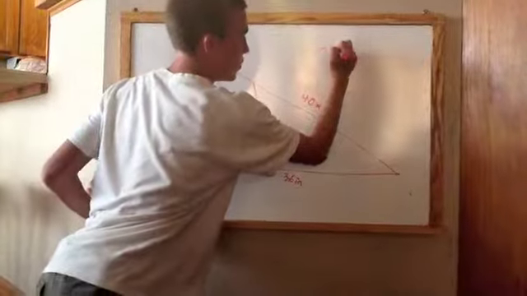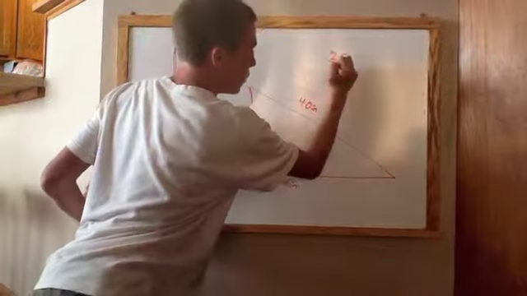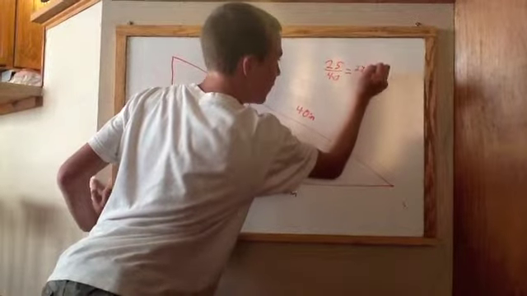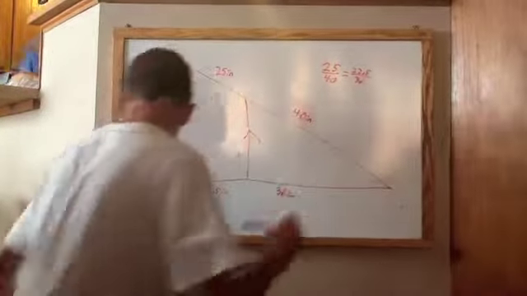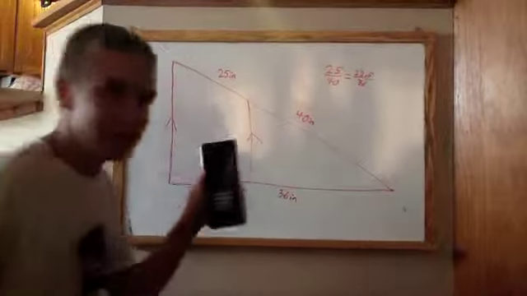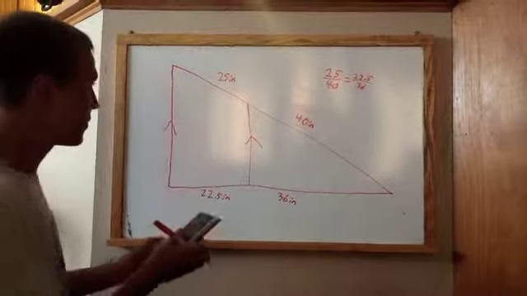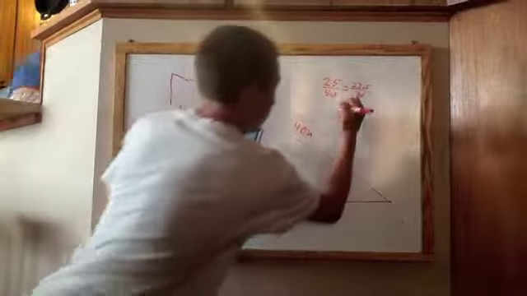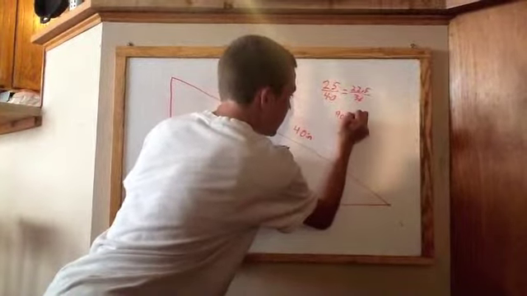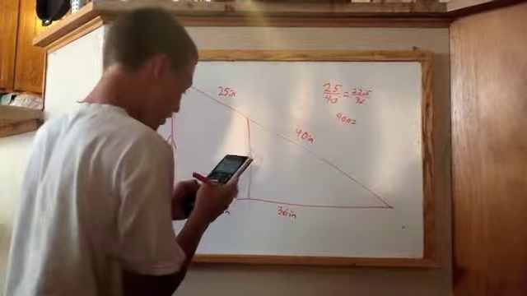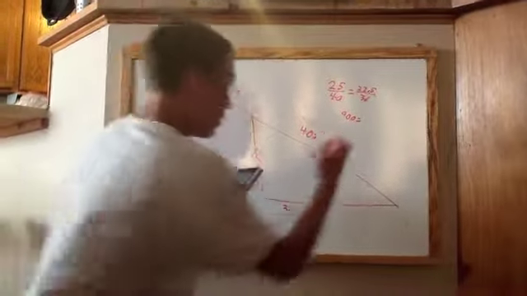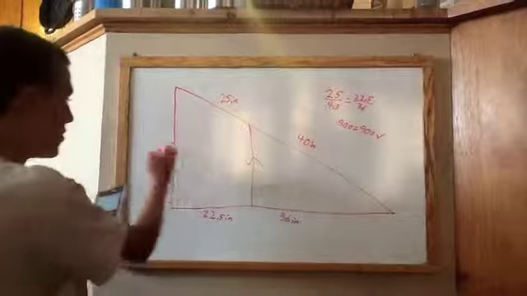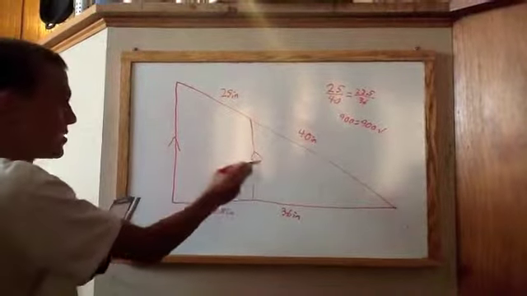So we would do 25 over 40 equals 22.5 over 36. And we're going to cross multiply using this nifty TI-N spotter. So 25 times 36, 900, equals 40 times 22.5, 900. And it's true. So these two lines and all the rest of the fence posts are parallel.